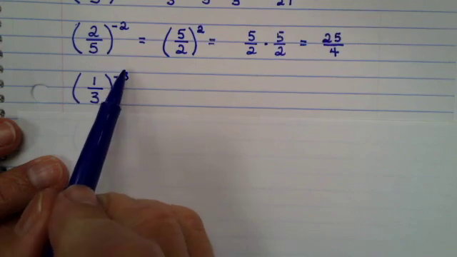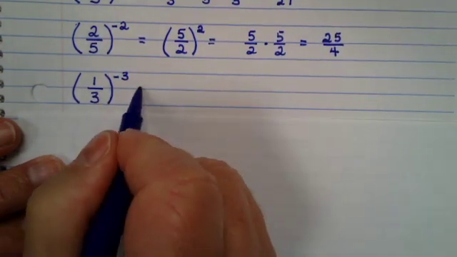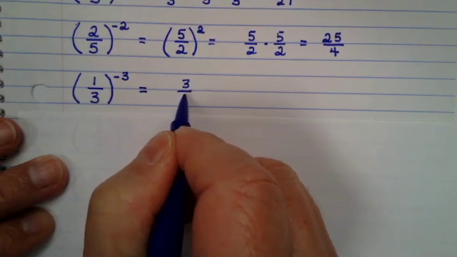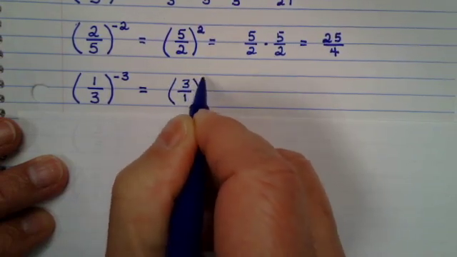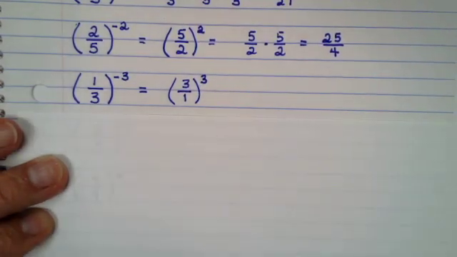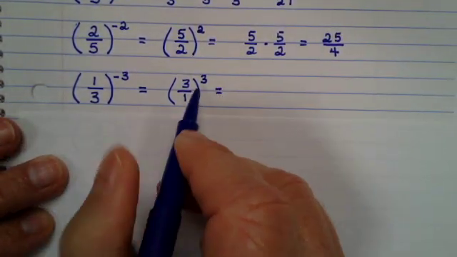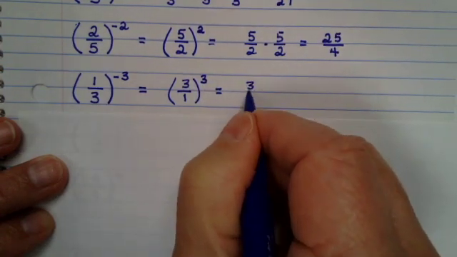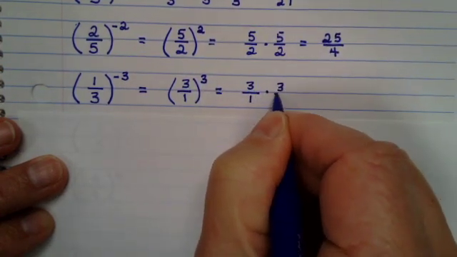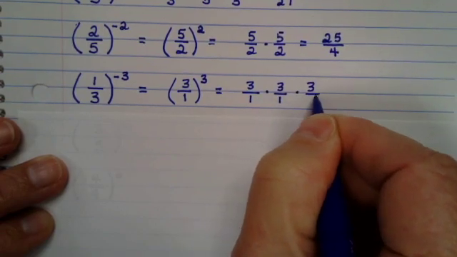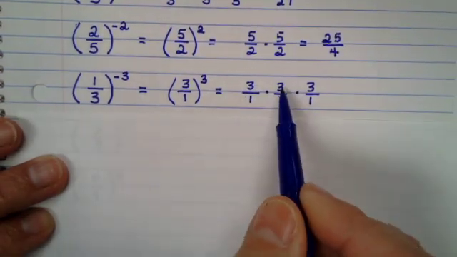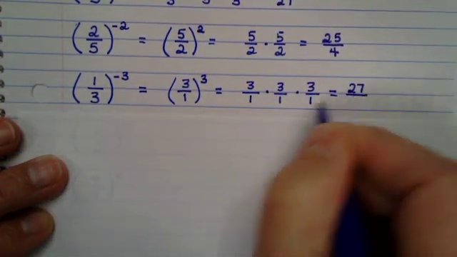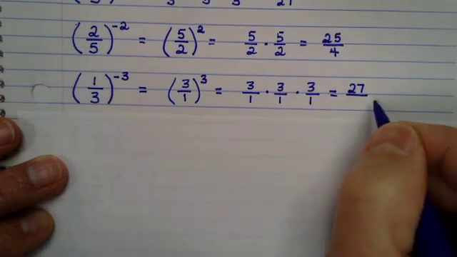Another fraction with a negative exponent. Again, I need to flip this. And once I flip it, I change the sign of the exponent. This is telling me to take what's inside here and multiply it to itself 3 times. 3 times 3 is 9, times 3 is 27. 1 times 1 is 1, times 1.